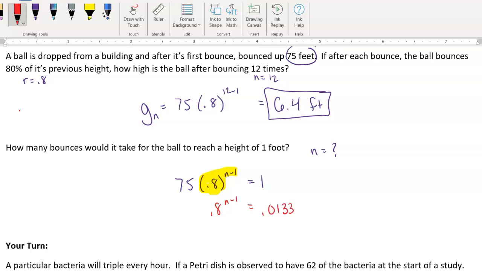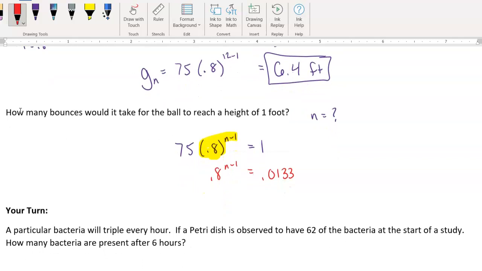And guess what? This is an exponential equation. So the only way to solve this would be to use logarithms. So I'm going to take the log of both sides. Remember that exponent I can write out in front here. So n minus 1 times the log of 0.8 equals the log of 0.0133.